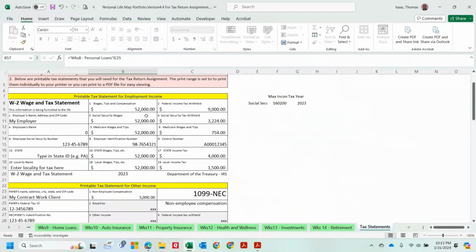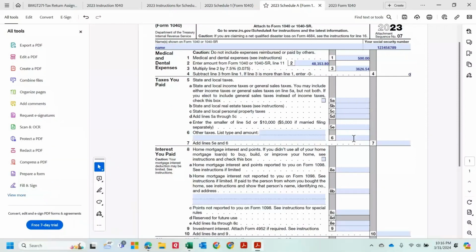So you can see my federal income taxes in box 2 was $9,000. My state income taxes down here, I had $4,000 of state income taxes and $1,500 in local income taxes. So I'm going to make note of those numbers and I'm going to come back over here to Schedule A and I'm going to put down state and local income taxes in 5A. So that's going to be $5,550 and I can take a deduction for that. And then we have state and local real estate taxes and then state and local personal property taxes.